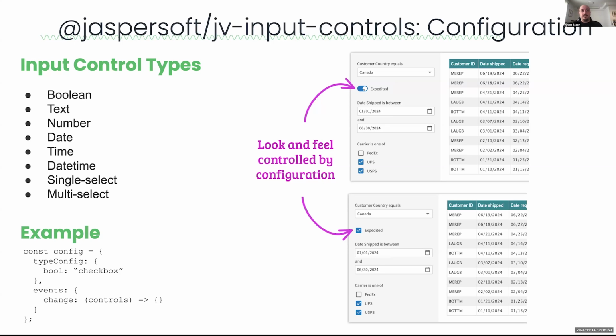On the right, you can see, for example, both of these are the same input control. It's a Boolean input control, but one of them shows a switch and the other is a checkbox. So when Yuri talked earlier about customizing look and feel, this is what we're talking about. You can provide certain configurations that will allow you to alter the look and feel for your own needs.